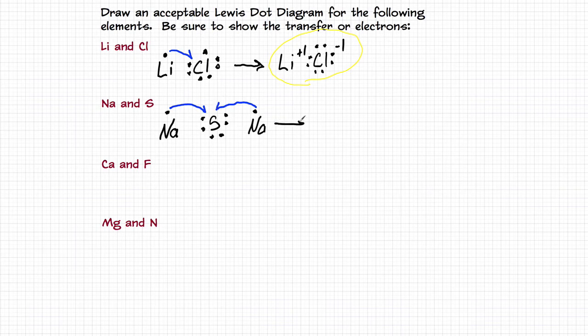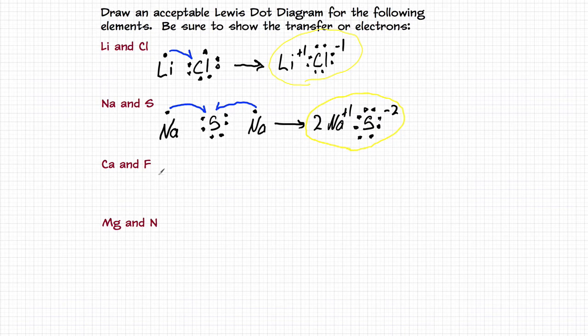And the final product is going to be 2 sodiums, each with a positive one charge, and 1 sulfur, now with a complete octet, and of course a negative 2 charge, because it's picked up 2 electrons. And this would be our acceptable Lewis dot diagram for this pair of elements.